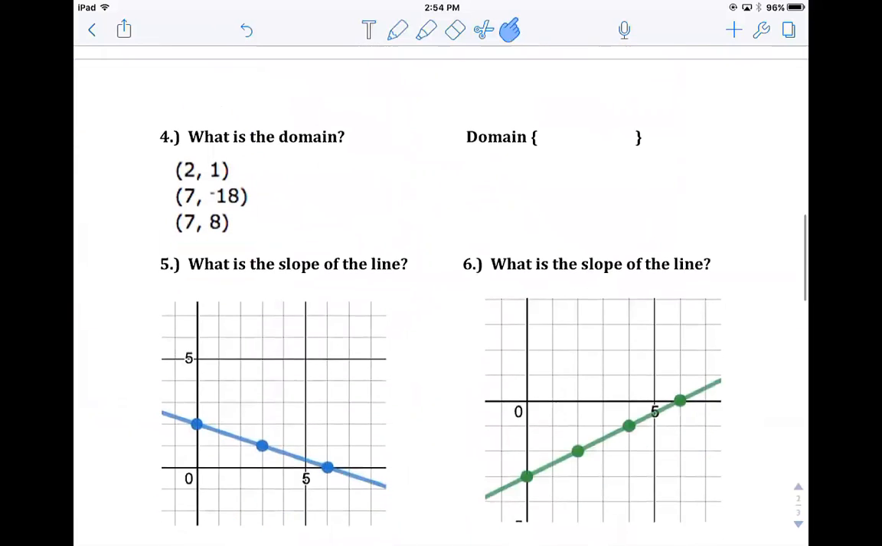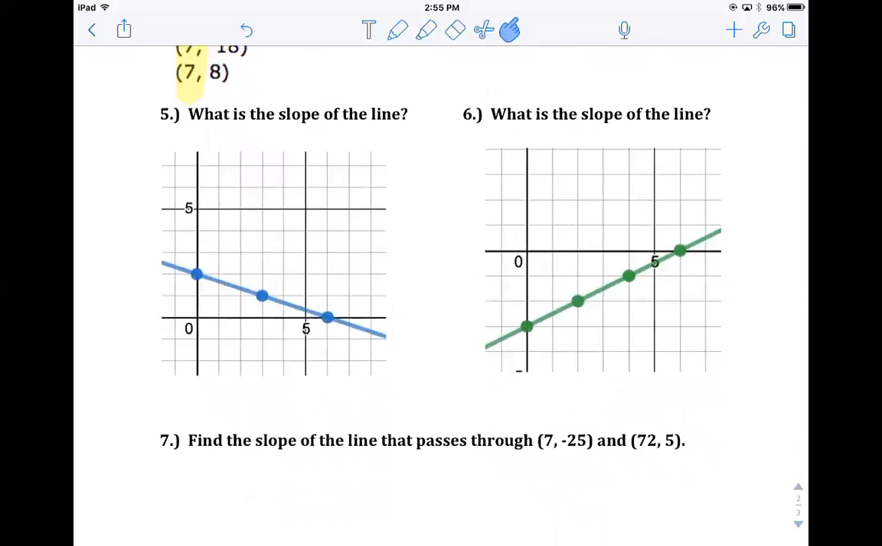All right, turning the page to problem 4, we are looking for domain. Domain is X, so we are just looking at our X's and making a list. You could do 2, 7, 7, or you could just do 2, 7 and just leave it like that. So you don't have to include all of the 7s because if it's listed once, it's already counted.